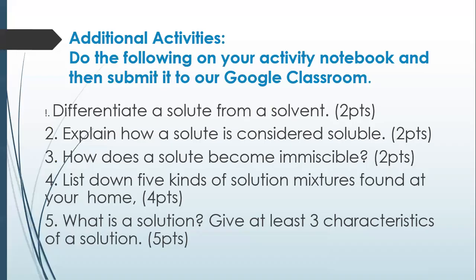And number 4, list down 5 kinds of solution mixtures found in your home. You cannot list down those that we have already discussed or those that I have already given as examples. You have to have your own examples. And number 5, what is a solution? You give at least 3 characteristics of a solution. Okay? So your total score, if you get perfect in this activity, would be 15 points. Are you excited to do it?